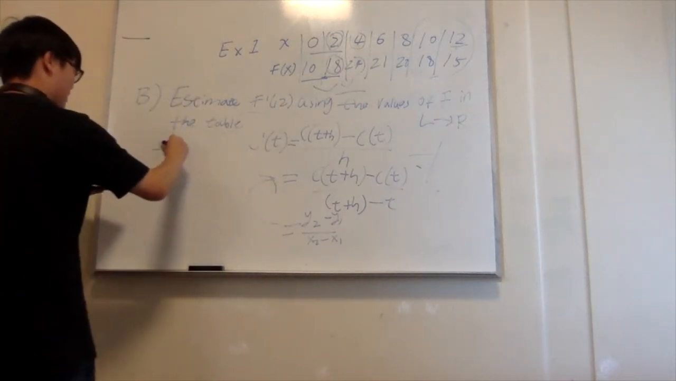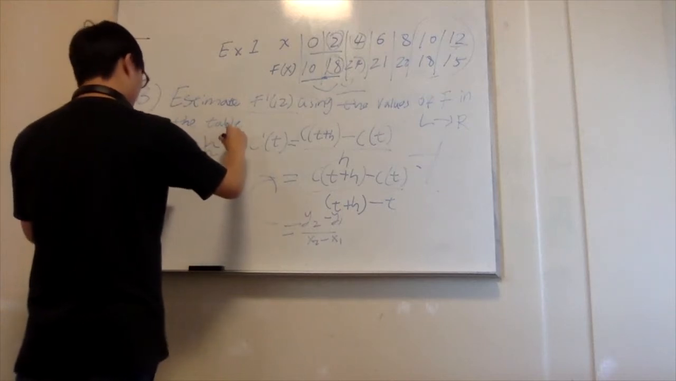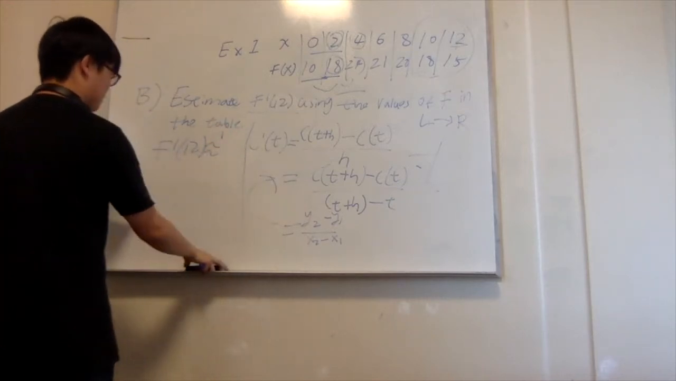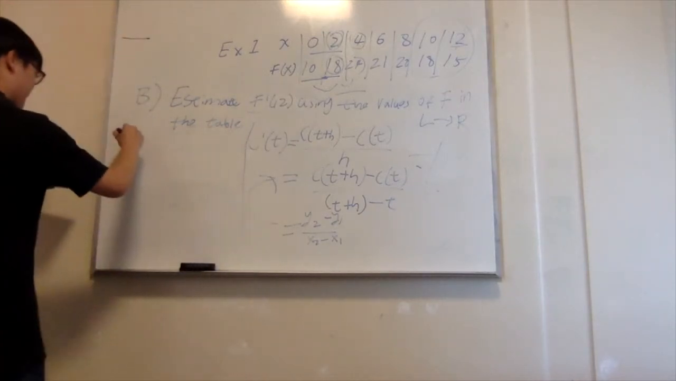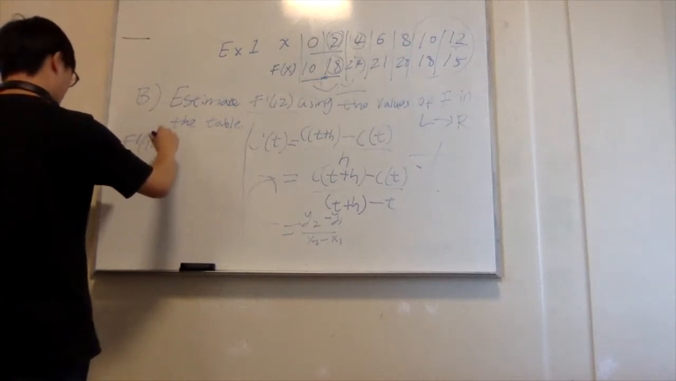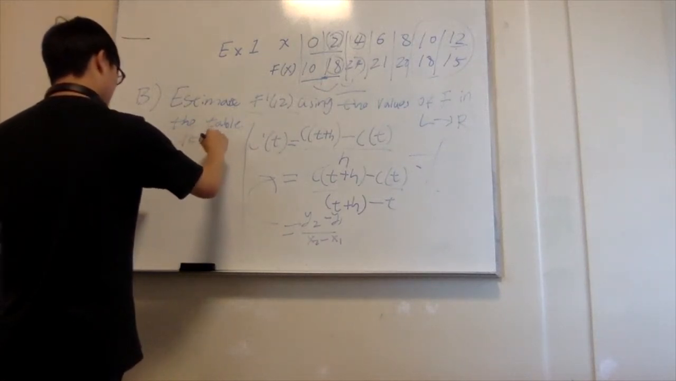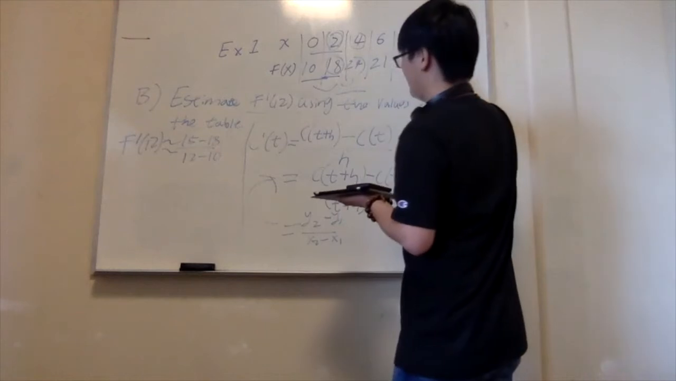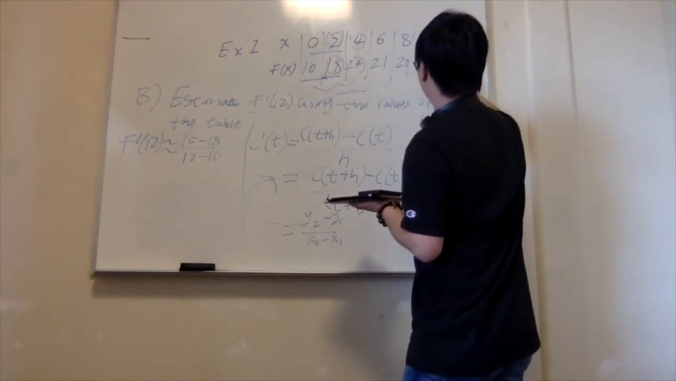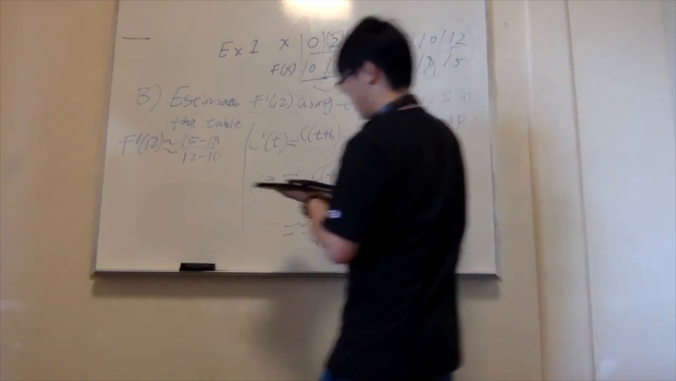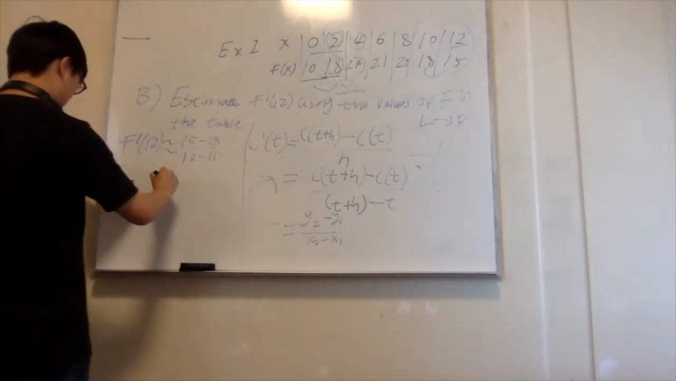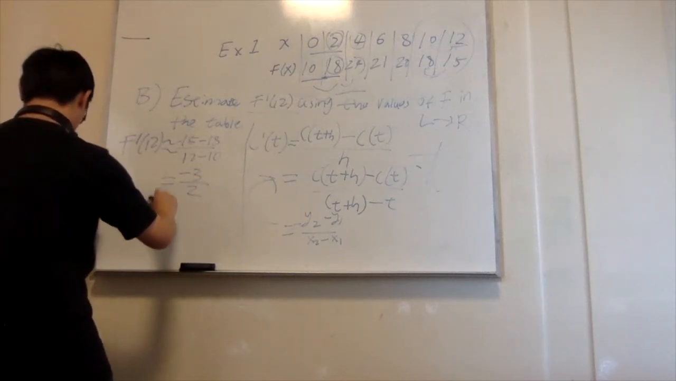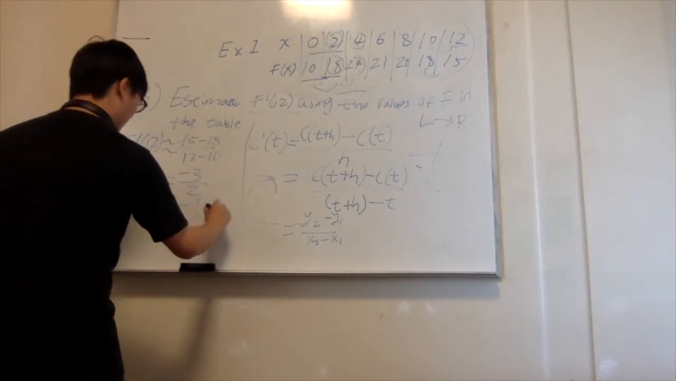So f prime of 12, 15 minus 18, 12 minus 10. Like what I said before, it's just only one side. You just need to use 18 minus 15 over 12 minus 10, which will equal negative 3 over 2, so f prime of 12 will be negative 1.5.